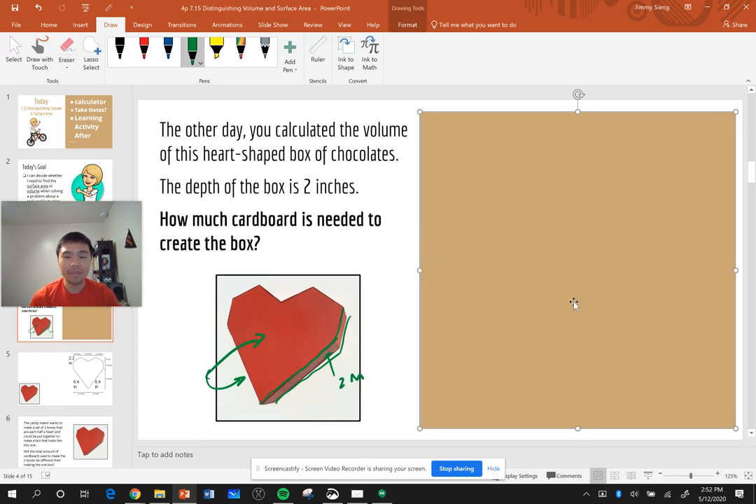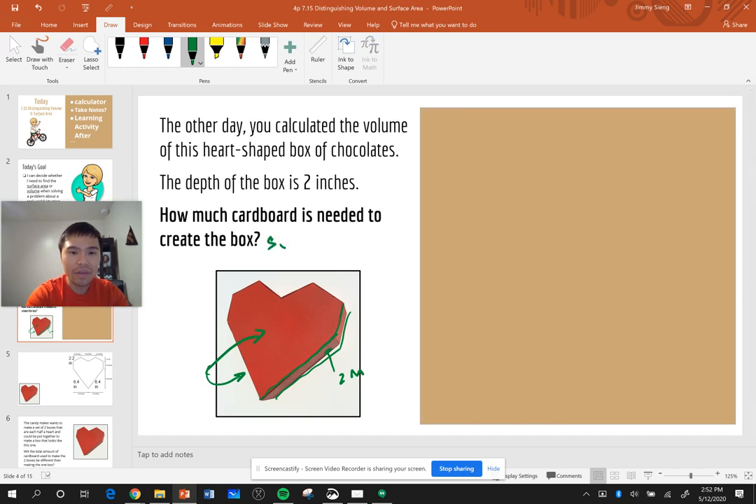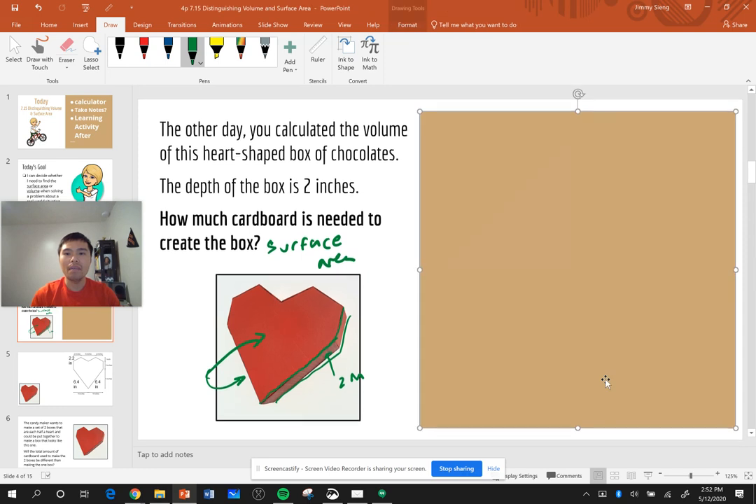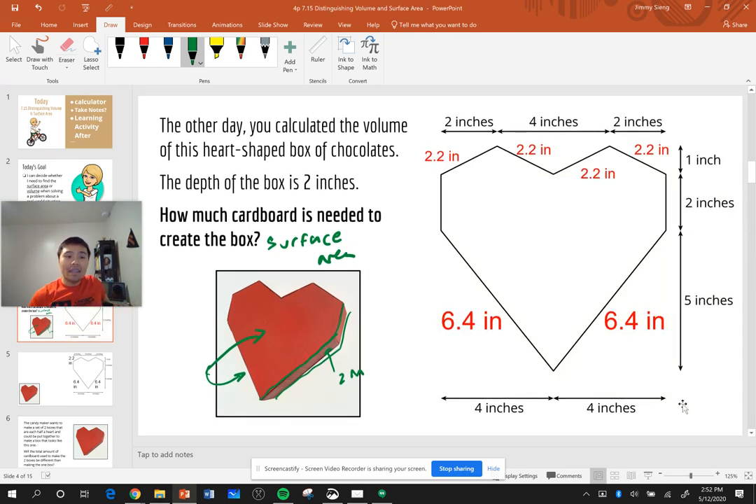Before we get into trying to find how much cardboard is needed to create the box, let's first think of what that means. We need surface area. We want how much of the box we need. That would be surface area. Some extra measurements I'm going to add: the diagonals that you see in that heart shape box, I'm going to put those in for you. That's some other math that you'll learn in 8th grade, but I'll give that to you as 6.4 for the diagonals in the bottom, and on top is 2.2.